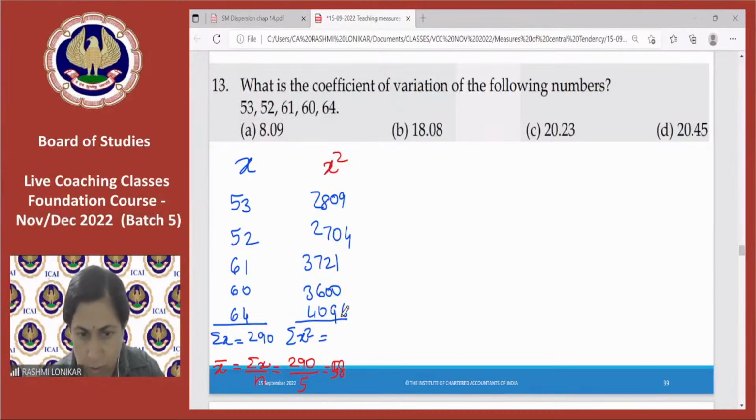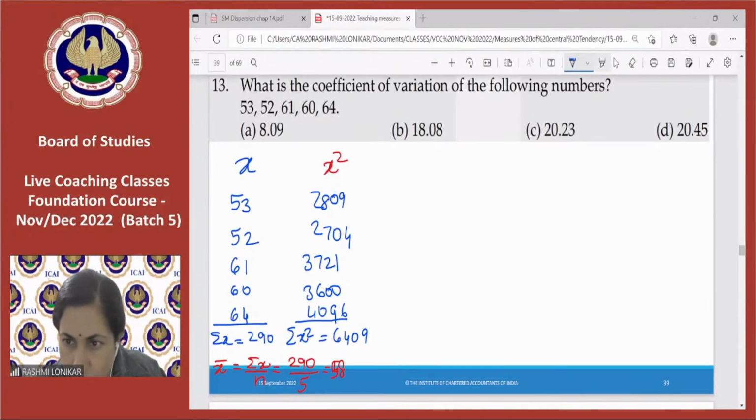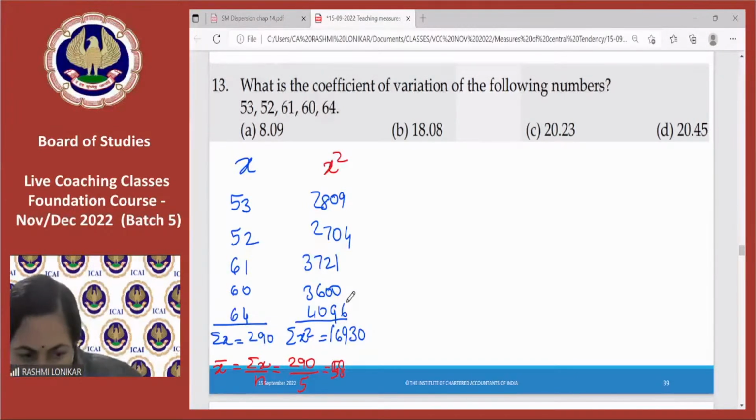Plus 3721 plus 2704 plus 2809. So this is 6409. Okay, just check whether these answers are correct. Oh yes, 16930. 16930.